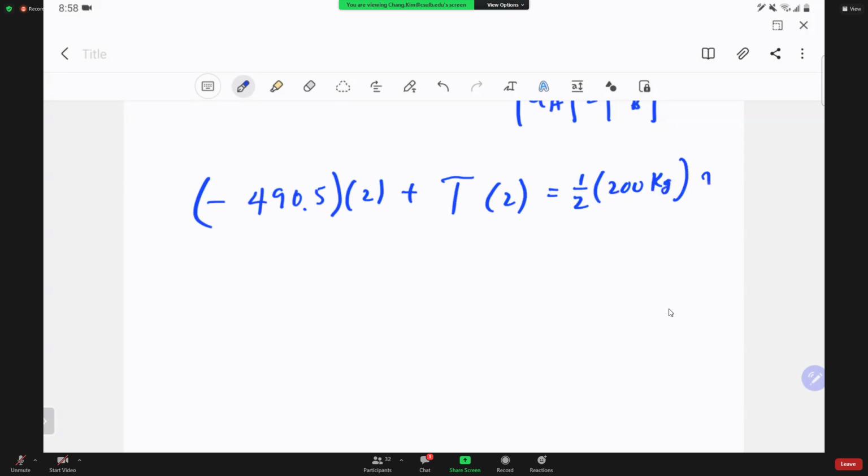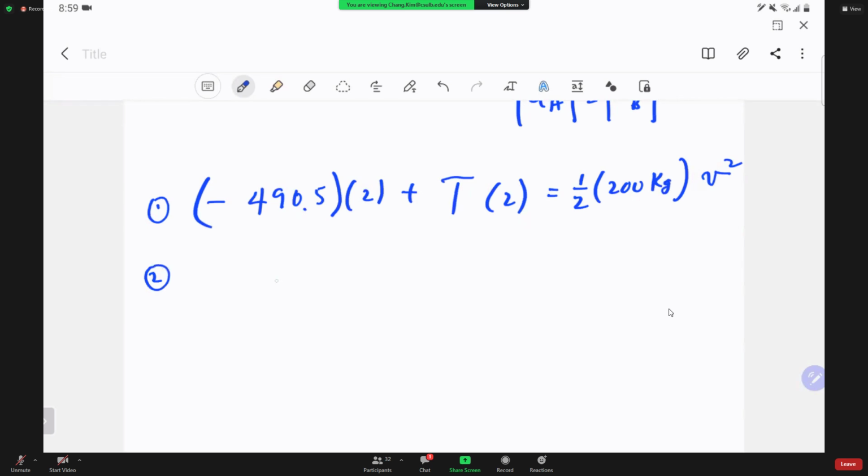So I have one equation, which is 490.5 times 2 plus T, the tension, times the 2 meters, equal to 1/2 times 200 kilograms times the velocity at position 2 for block 1. I'm going to drop the index of that. This came from taking the free body diagram of block A.